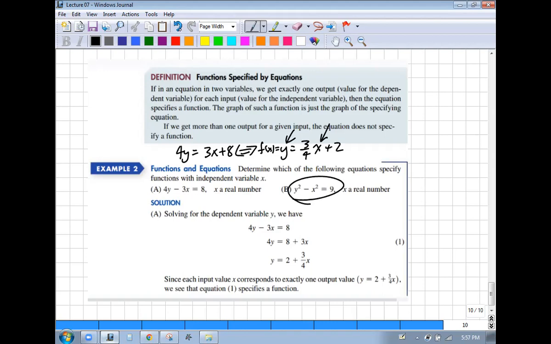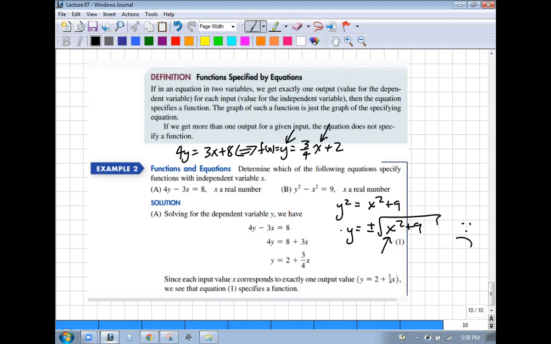How about this one here? If I tried to deal with this one, I would add x squared. And now if I square rooted both sides, I would get the plus or minus square root of x squared plus 9. So this is not a function, okay? For any one number x, I could square it, add 9 to it, and square root it, but I'm getting the positive and the negative version. So for one value of x, I'm getting 2 different y's, so this would not be a function, okay?